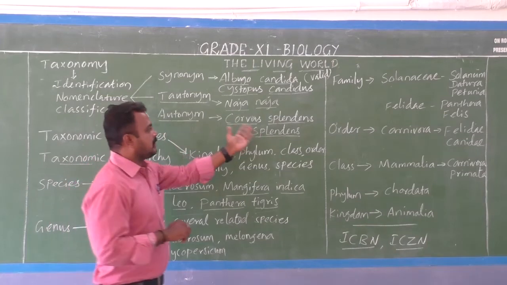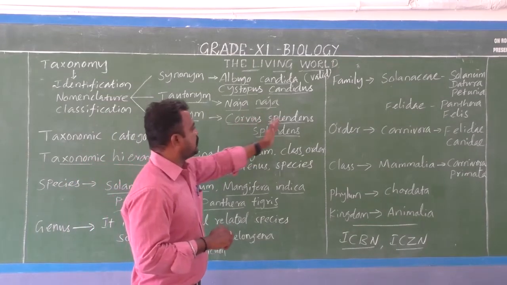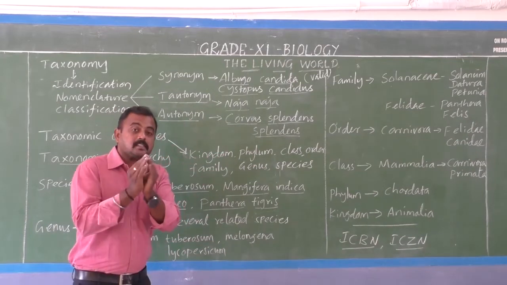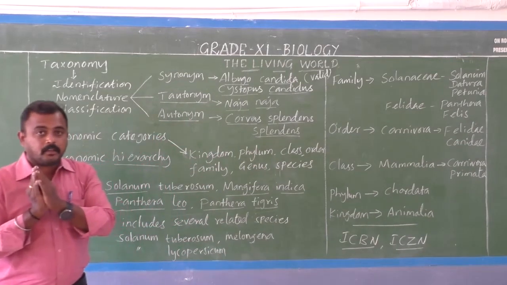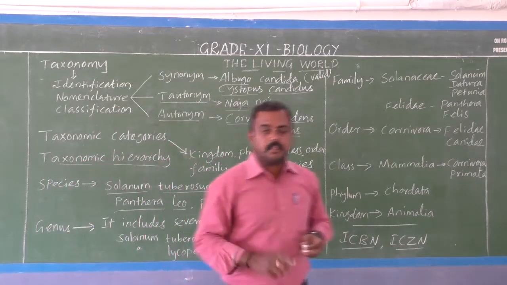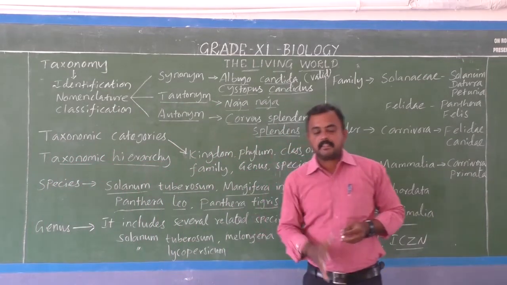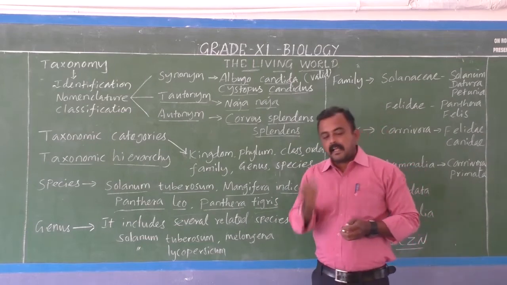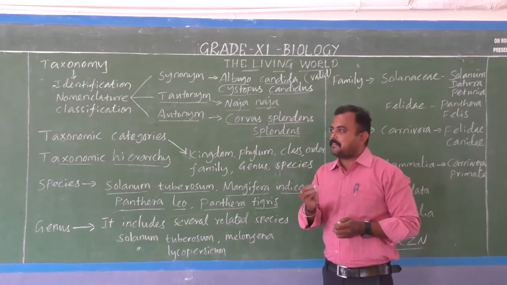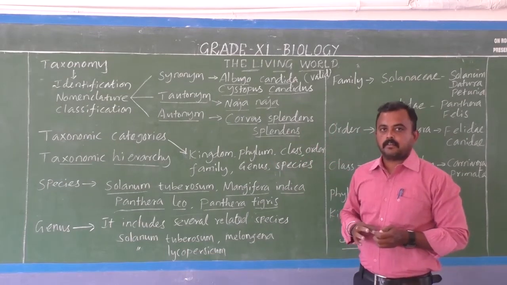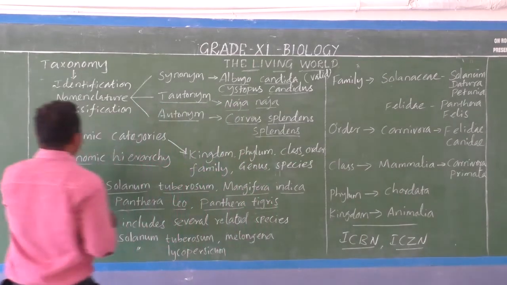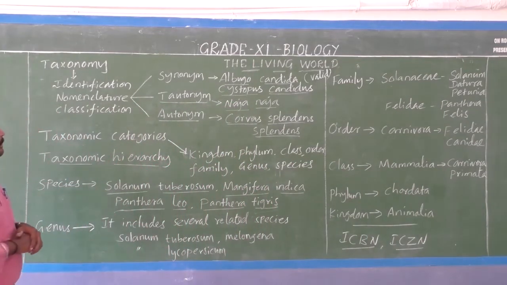Autonym is trinomial. Here we have three names: genus, species, subspecies. How do subspecies come about? I already told you, based on the habitat, it showed some minor changes. That's why the scientist has given a subspecies. Right. So then we can go for classification.